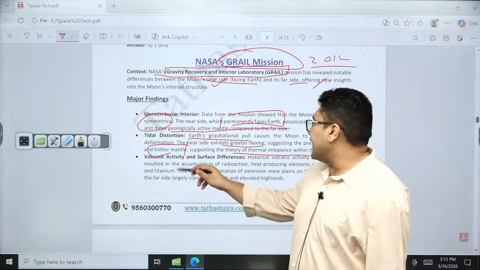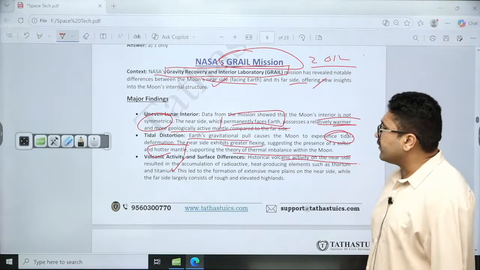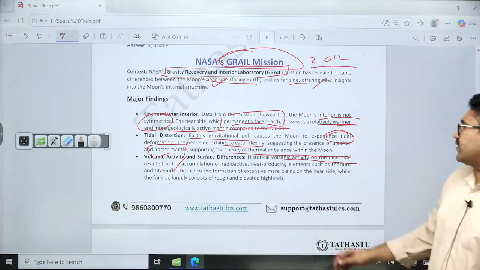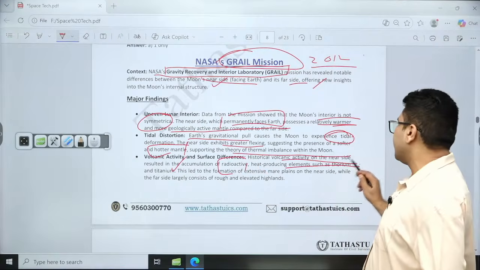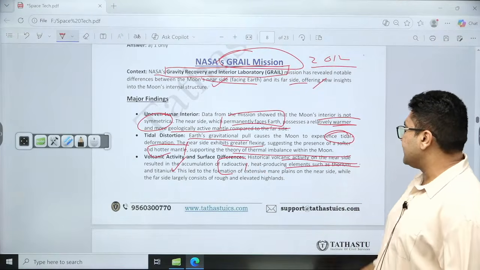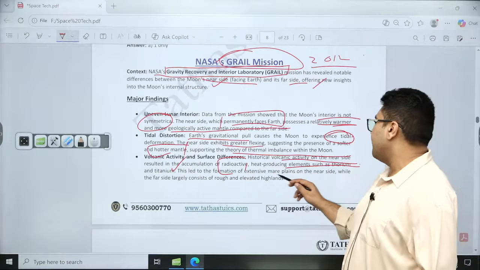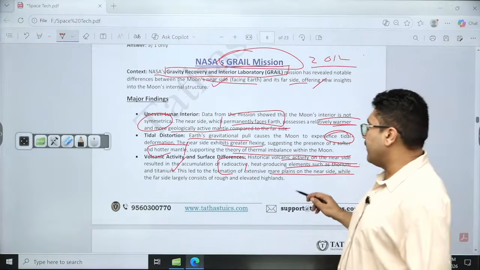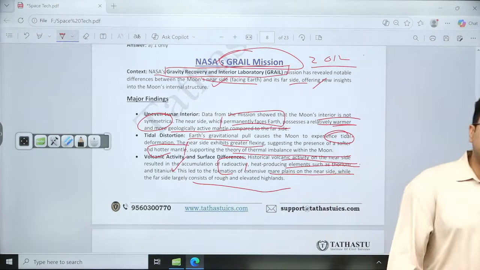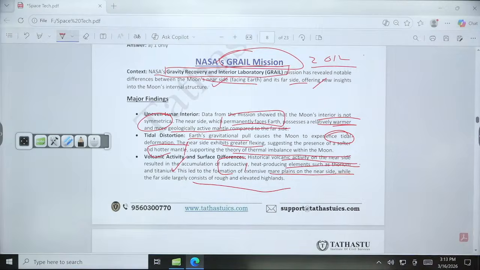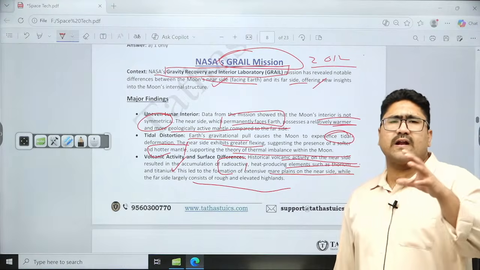There is volcanic activity. Historical volcanic activity on the near side resulted in the accumulation of radioactive heat-producing elements such as thorium and titanium. This led to the formation of extensive bare plains on the near side, and the far side has rough and elevated highlands. क्योंकि बहुत बार वॉल्केनो निकला है तो एरिया प्लेन हो गया है, लेकिन फार साइड में कोई वॉल्केनो निकला ही नहीं है तो वो अभी भी माउंटेनियस है. नियर साइड में वॉल्केनो निकला है क्यों है? क्योंकि देयर इज अ कंसिस्टेंट अर्थ का ग्रेविटेशनल पुल.